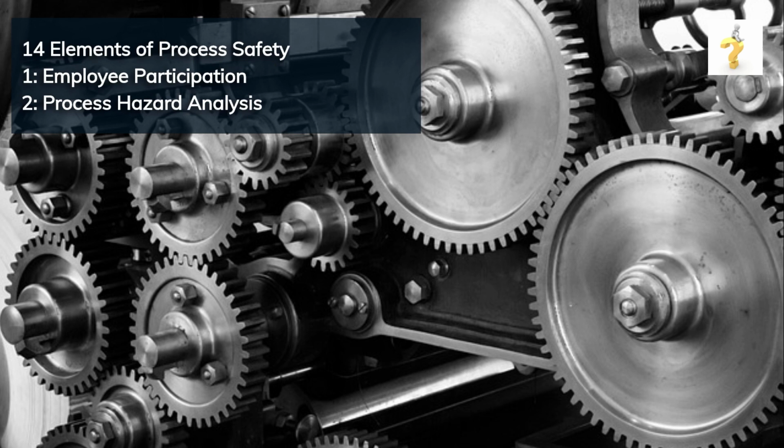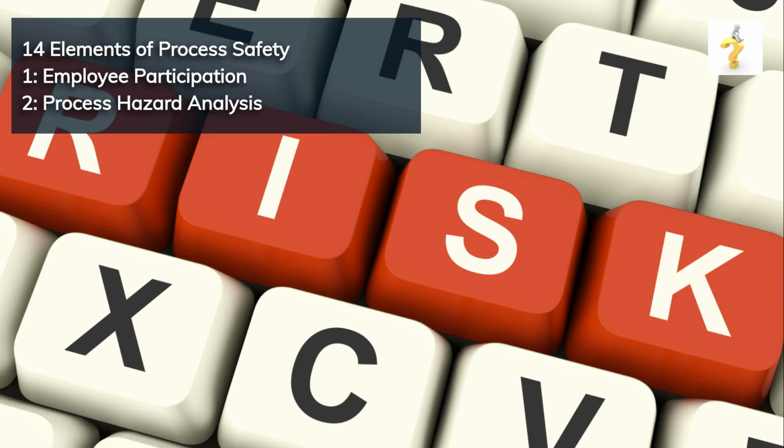It is a systematic and comprehensive evaluation of potential hazards associated with the processes and materials used in an industry. This analysis helps identify and assess risks, enabling companies to implement appropriate control measures to mitigate those risks effectively. Process hazard analysis methods can vary, including techniques like HAZOP, Hazard and Operability Study, FMEA, Failure Mode and Effects Analysis, and What-If Analysis. By conducting regular and thorough process hazard analyses, organizations can stay proactive in identifying potential hazards and taking necessary actions to prevent incidents before they occur.